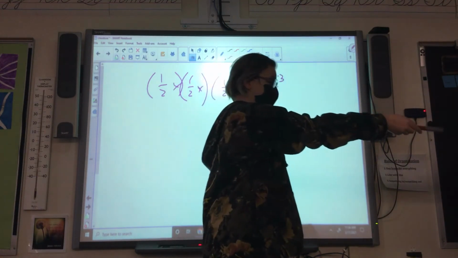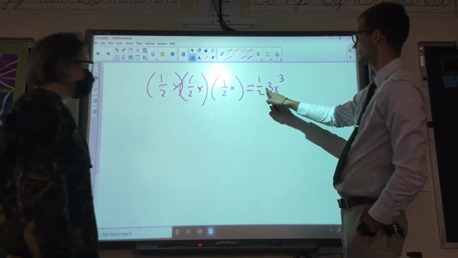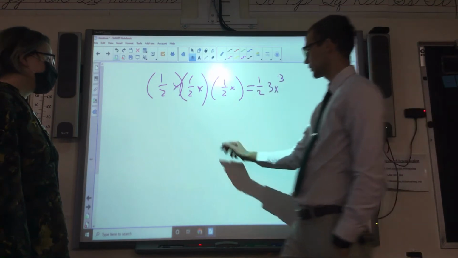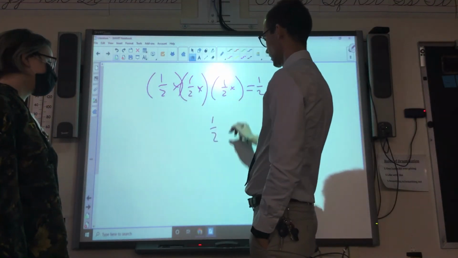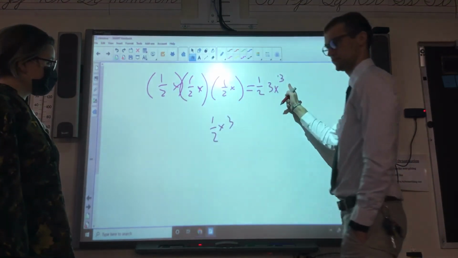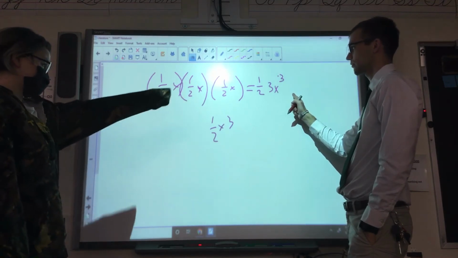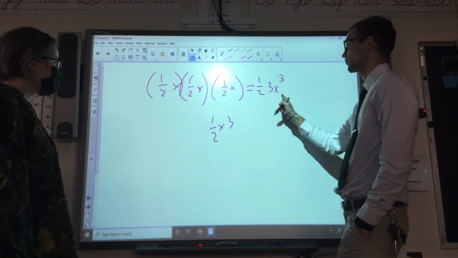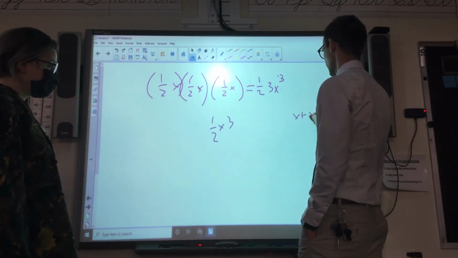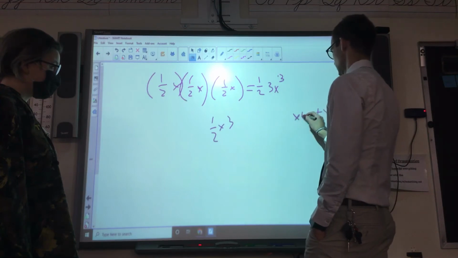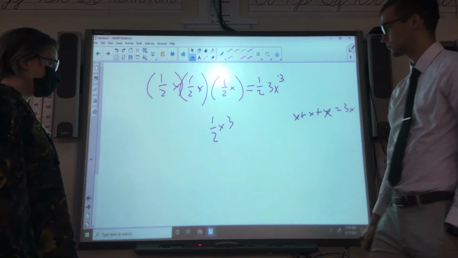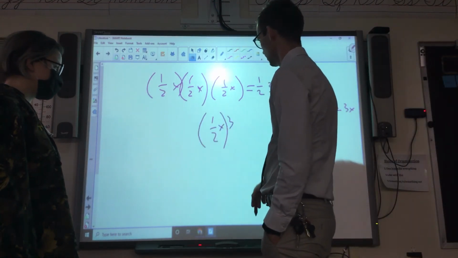Probably completely wrong. Okay, so you have 1/2 times 3 x cubed. Tell me if I'm wrong: your mind went, I've got 1/2 times 1/2 times 1/2, so I've got 1/2 times 3. And then you thought you've got x times x times x, that's x cubed. Oh, you did 3x because there are 3 x's? That would be x plus x plus x, which is 3x. So wouldn't it just be 1/2 x cubed? It's 1/2 x cubed, yeah.